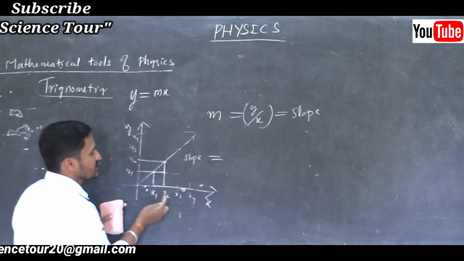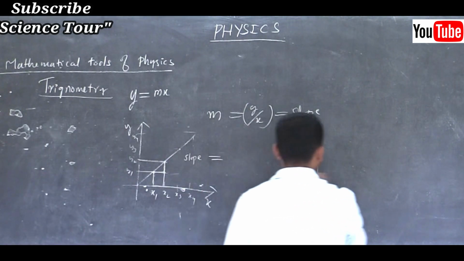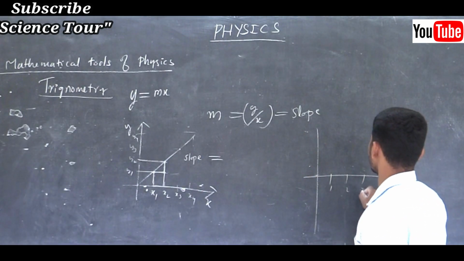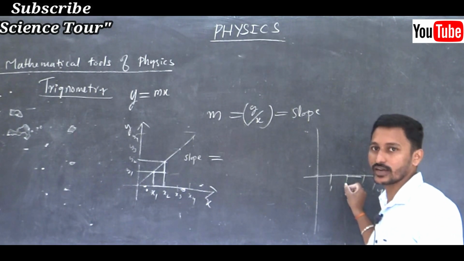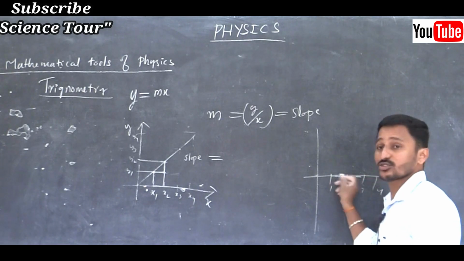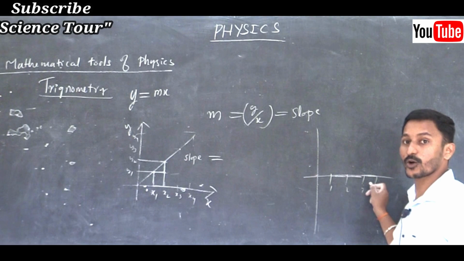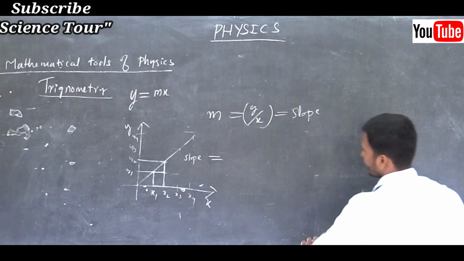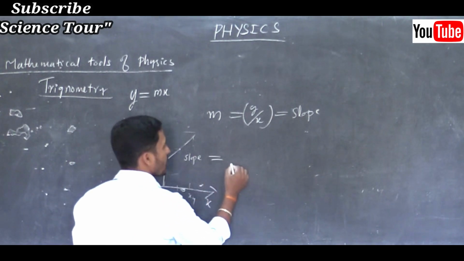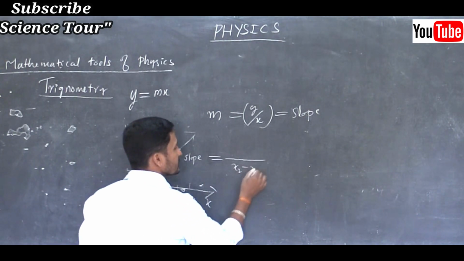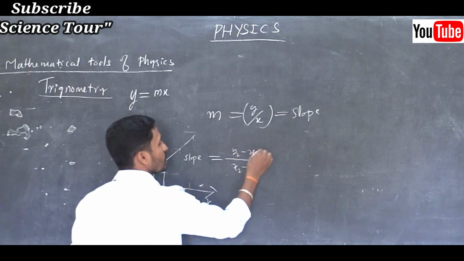What is this distance? See, if the graph is like this and I write 1, 2, 3, 4, what is this distance? 3 minus 2, there is 1. What is this distance? 2 minus 1, that is 1. What is this distance, from this point to this point? That is 4 minus 3, that is 1. Similarly, in a general way, this distance will be x2 minus x1. The y distance will be y2 minus y1.